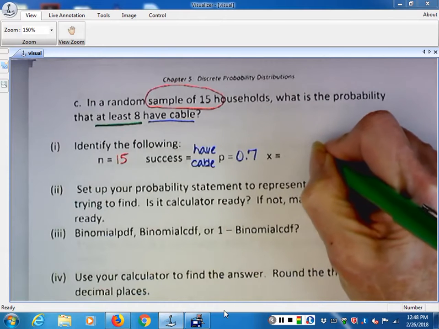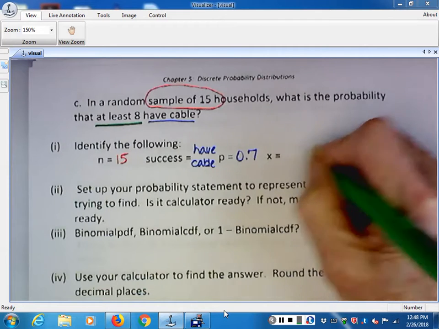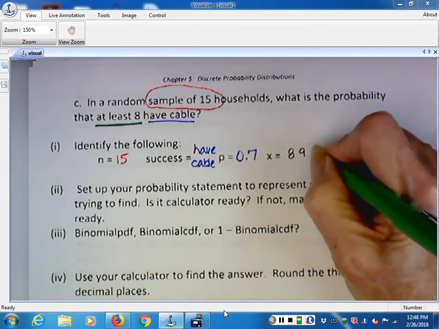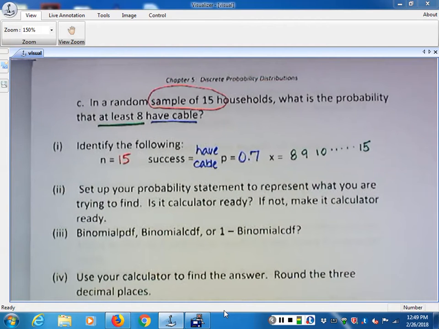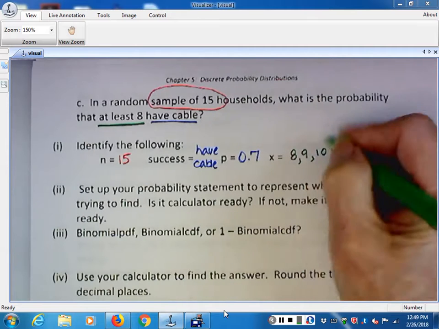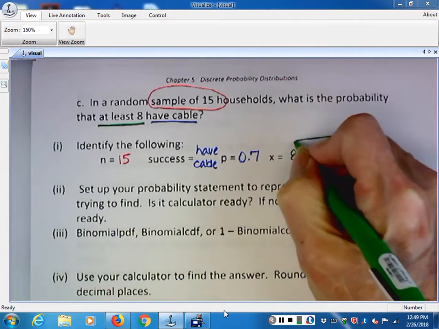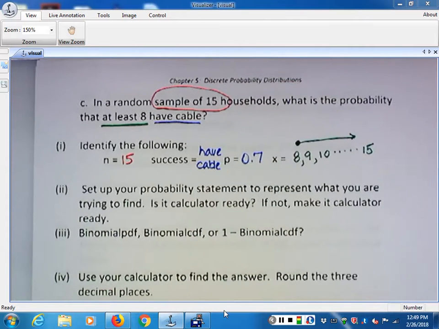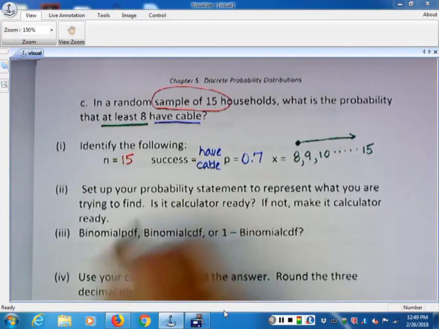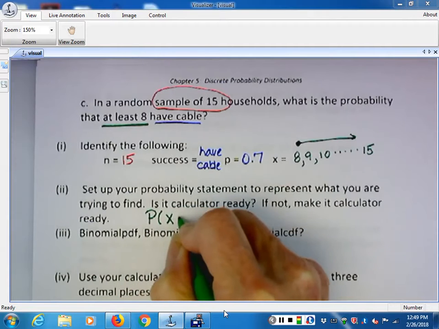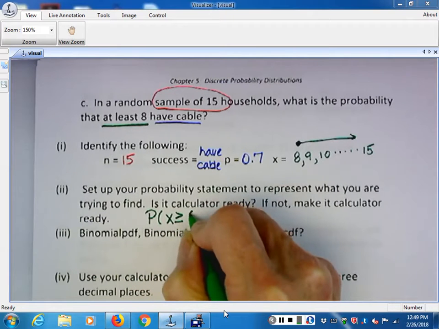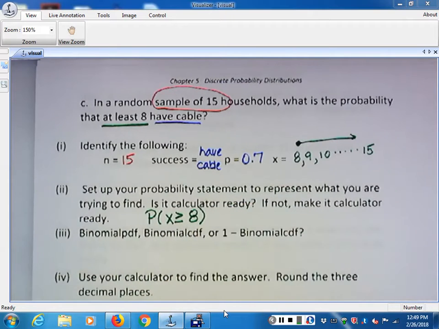Do the numbers go up or down from 8? So 8, 9, 10, all the way up to 15. Okay? So the numbers are going up, and our bottom number is 8. So our probability statement is that, what is the probability that X is equal to or greater than 8. Does that make sense to everybody?